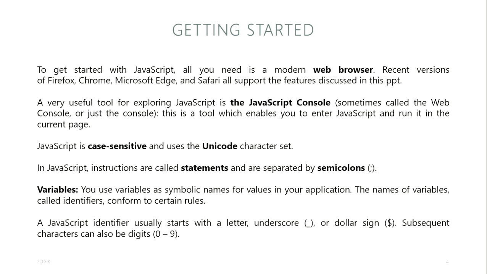Next is variables. You can use variables as symbolic names for values in your application. Like any other programming language, variables are containers that store some value in them. Similarly, in JavaScript also, the variable stores values. The names of variables, called identifiers, conform to certain rules. A JavaScript identifier usually starts with a letter, underscore or a dollar sign. Subsequent characters can also be digits and any other character mentioned above.